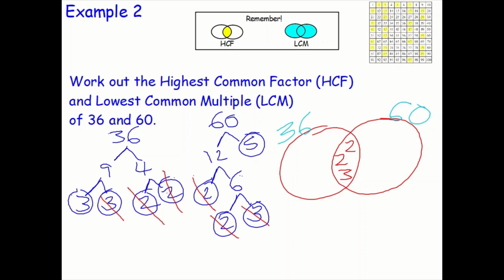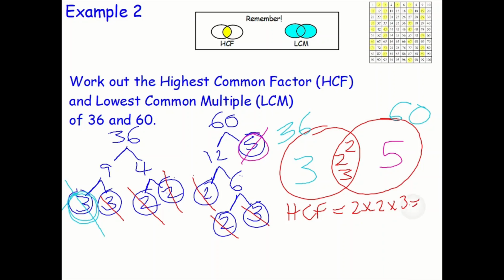Okay, what is left? Well, this one is left here. So I'm going to put a 3 there. That's that one there, and I'm going to cross that one out. And then I've got a 5 left here on its own. So that's going to go like that. Okay, so HCF, remember, is the product, multiplication of the numbers in the overlap. 2 times 2 times 3, which is 4 times 3, which is 12. 12 is the highest common factor.